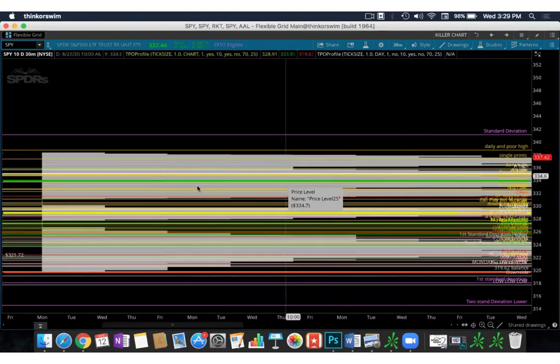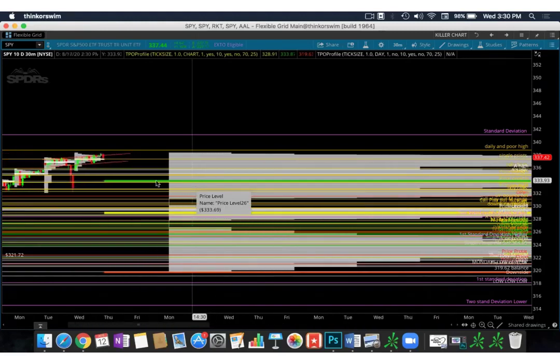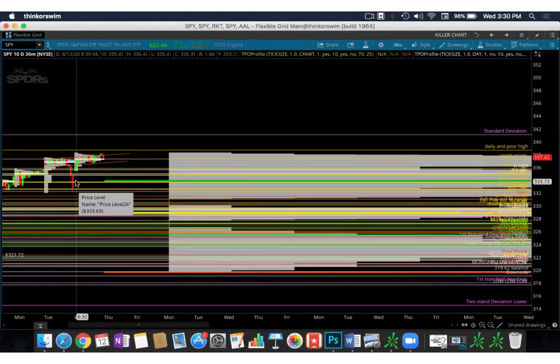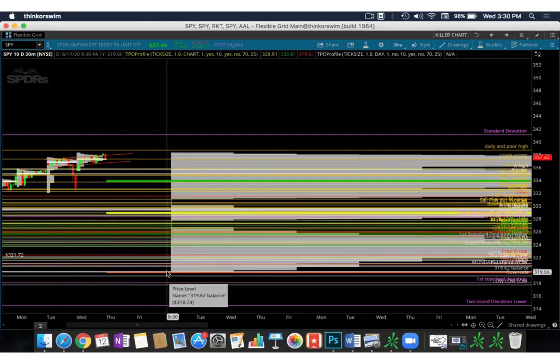Again, this is value high at 333. So if we were to see a drop, we would expect a bounce at 333. You can see yesterday it cruised right through value high. It didn't get quite to our volume POC. This yellow line is where all of the volume in the entire market is being done. And this here is our value low.